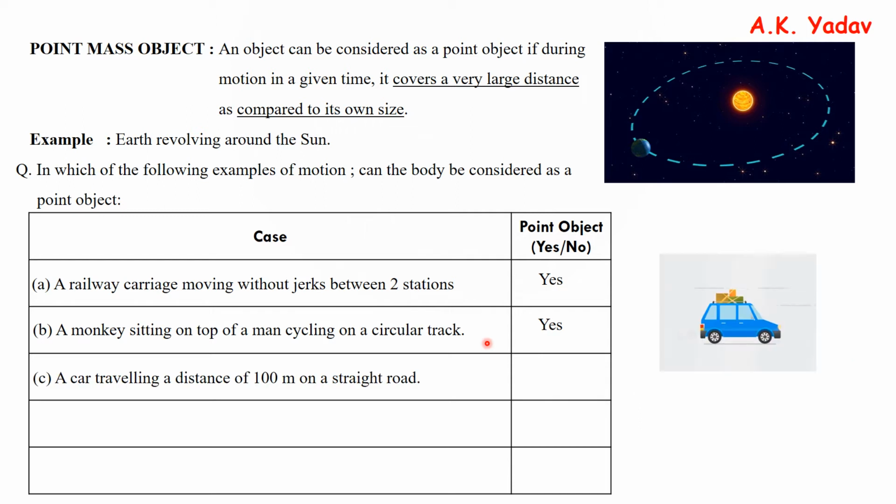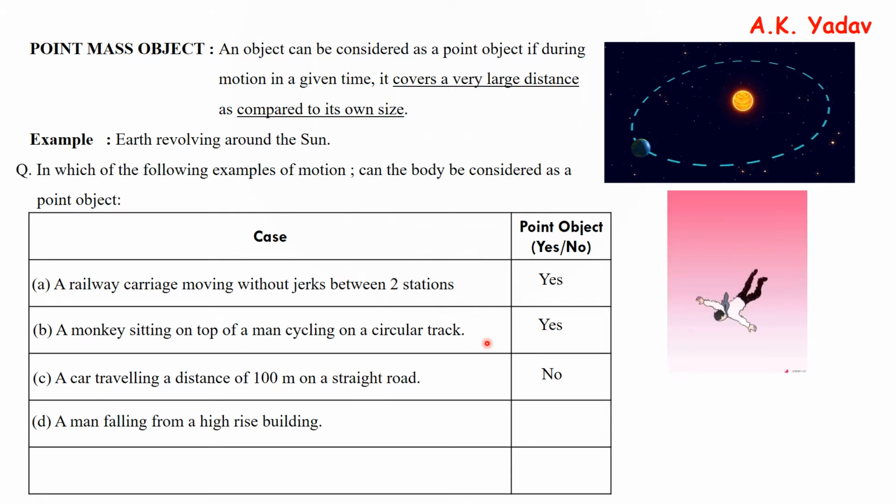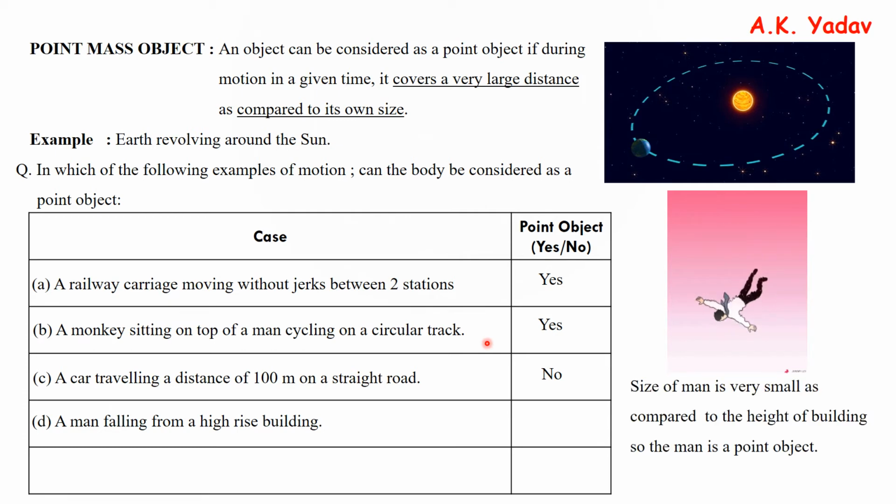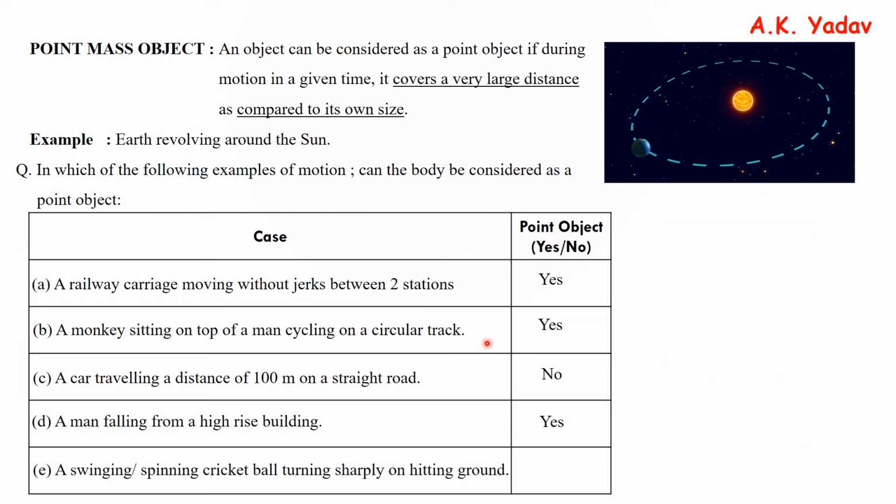The third, a car traveling a distance of 100 meter on a straight road. Now the distance of 100 meter is not very large as compared to the size of the car. So this is not a point mass object. A man falling from a high rise building. So the size of the man is very small as compared to the height of the building, so the man is a point mass object.